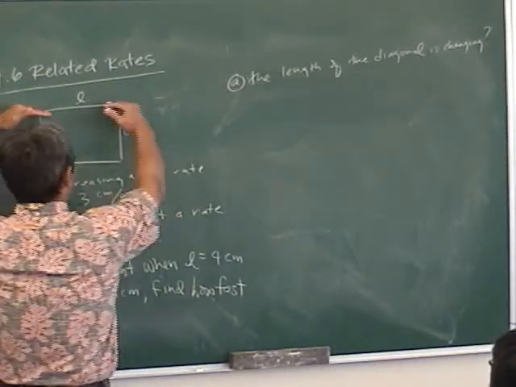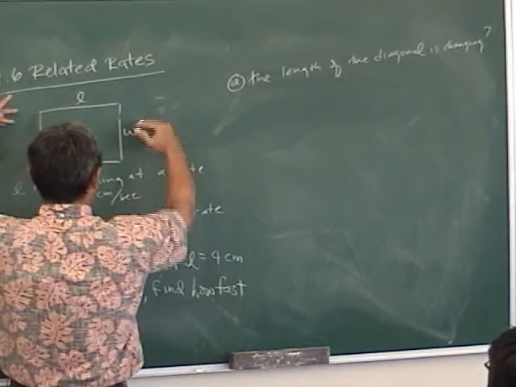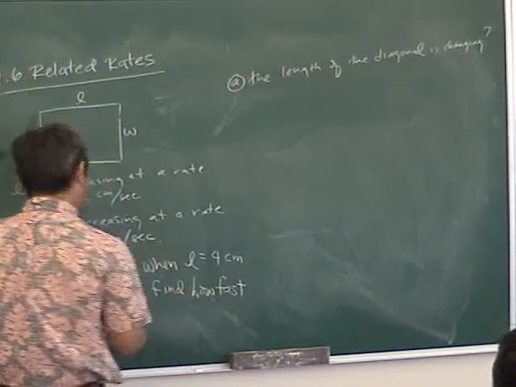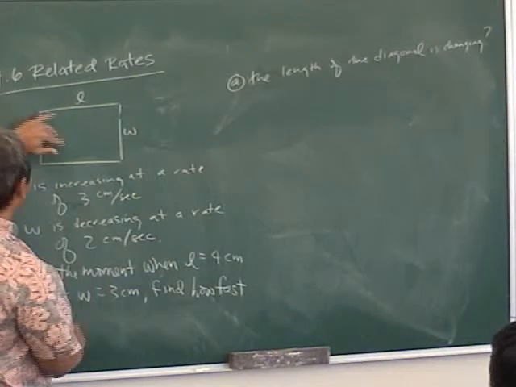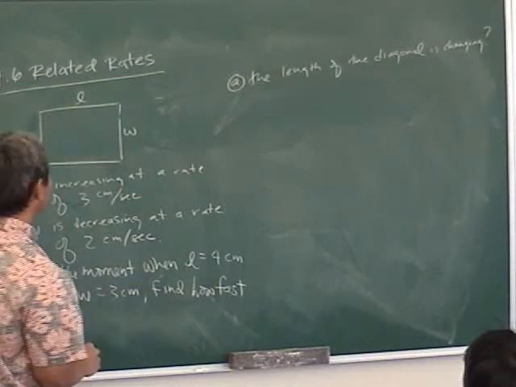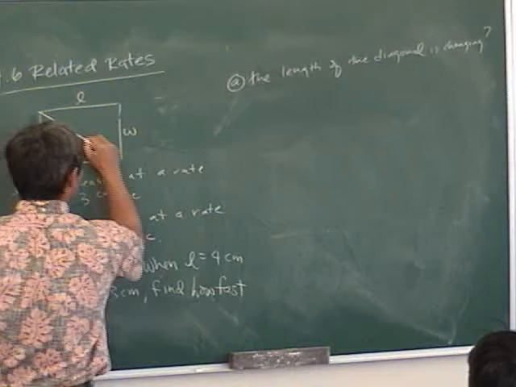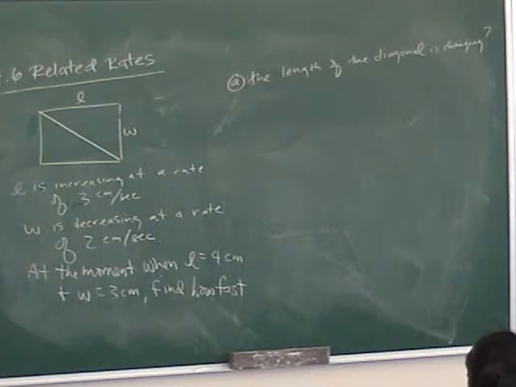So the length is getting bigger at a rate of 3 centimeters per second. The width is getting smaller at the rate of 2 centimeters per second. At this exact moment, when the length is 4 centimeters and the width is 3 centimeters, how fast is the length of this diagonal changing? Well, what do you think? Just by your gut feeling, is it getting bigger or smaller? Bigger. How do you know? Okay, but we don't even have to guess because the calculus is going to tell.